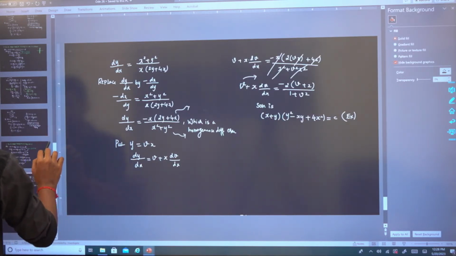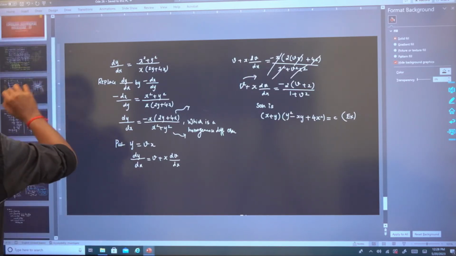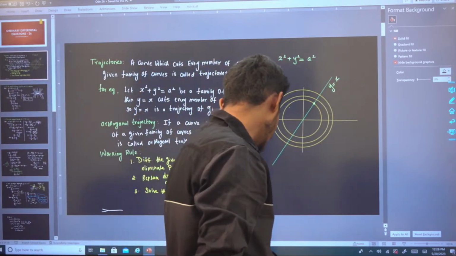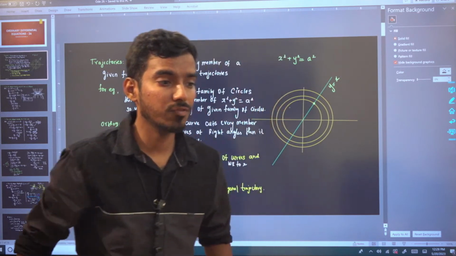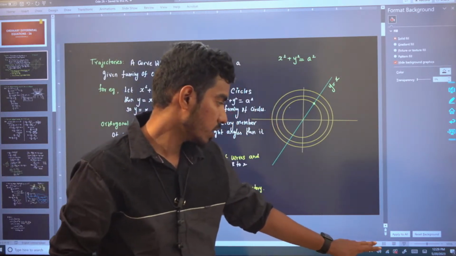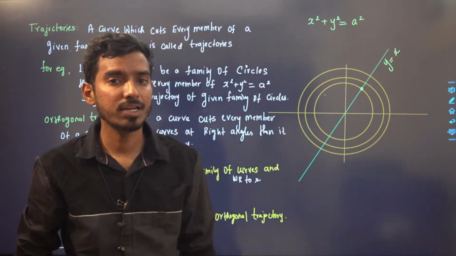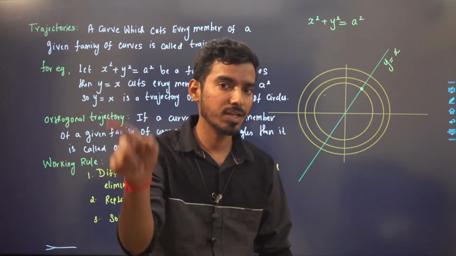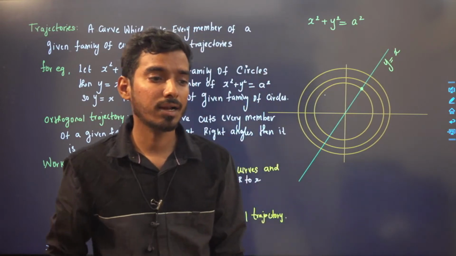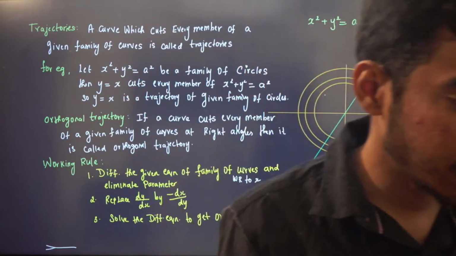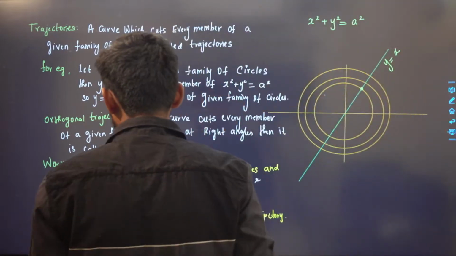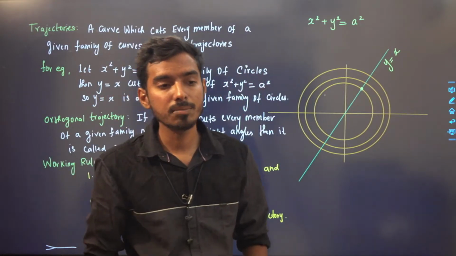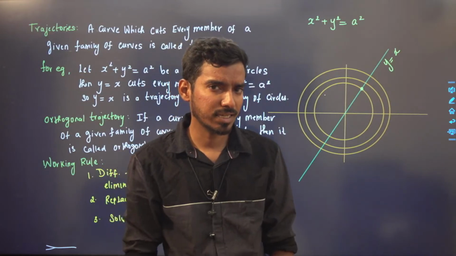Okay, so we'll stop here. We have solved 6 problems in this class. We have introduced what is meant by orthogonal trajectory. If we have a family of curves, and a curve cuts all the curves of the family, then that curve is called a trajectory. If that curve cuts every curve of the family at right angles, then it is called an orthogonal trajectory. After that, we have solved 6 problems based on orthogonal trajectory. In the next class, we will be solving some more problems, and then we will see how to find the orthogonal trajectory in polar coordinates.